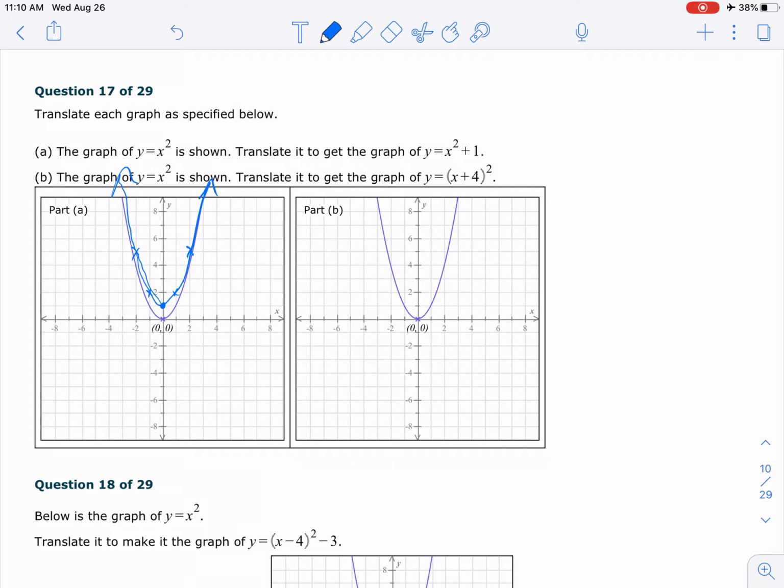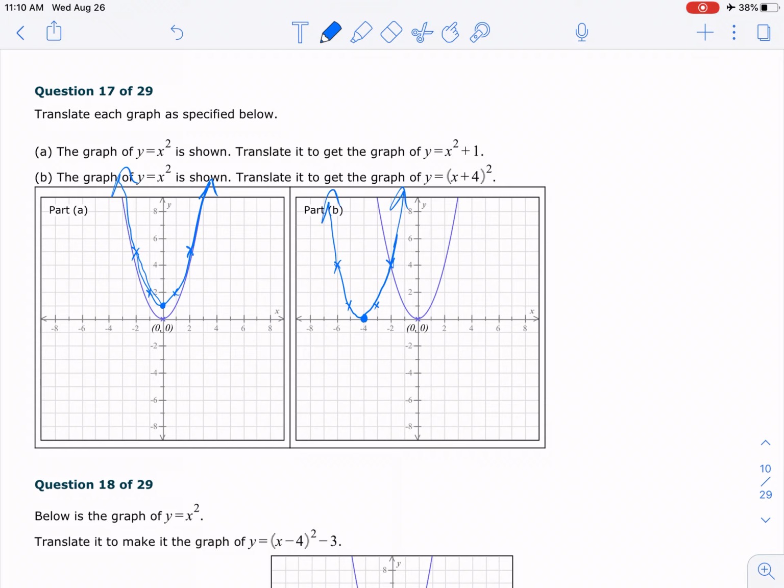For part B, you see that it is inside parenthesis here. Therefore, we go left or right. So if you have a plus, you go to the left. If you have negative in here, you go to the right. So because we have a plus here, I know that my graph is going to go to the left 4 units. And there we have it.